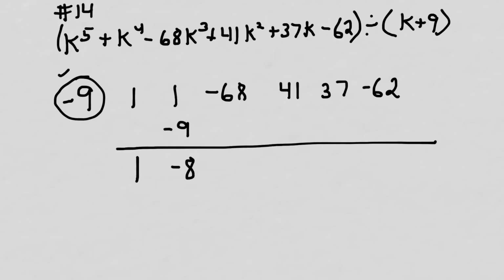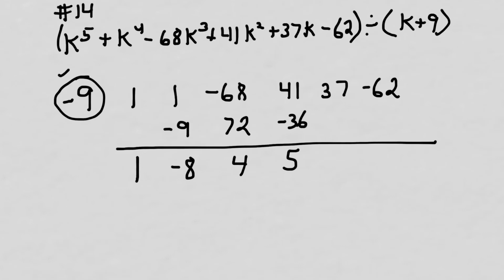Negative 9 times negative 8 is going to give us a positive 72. Add negative 68 and 72 together, we get a positive 4. All right, negative 9 times 4 is going to give us a negative 36. If we add that to 41, we get a 5.